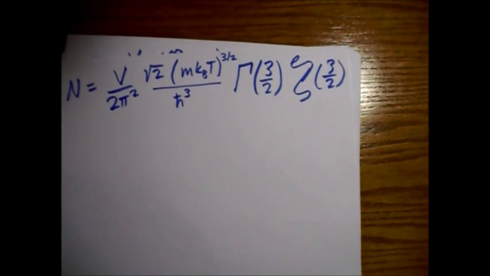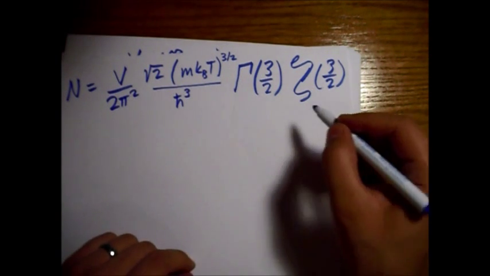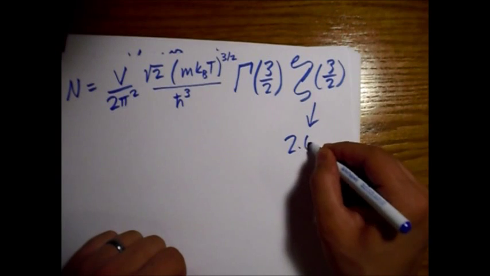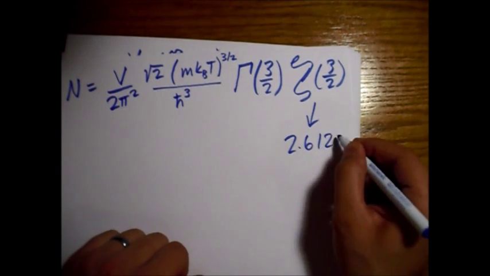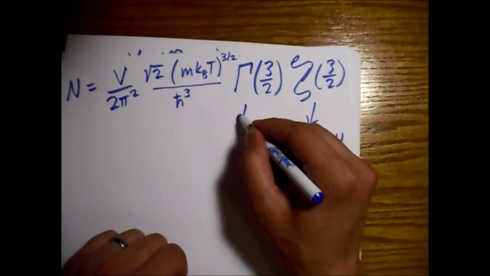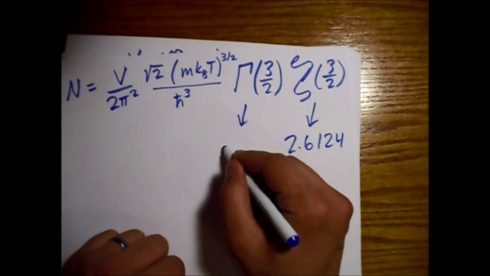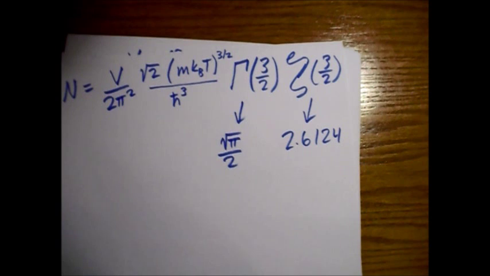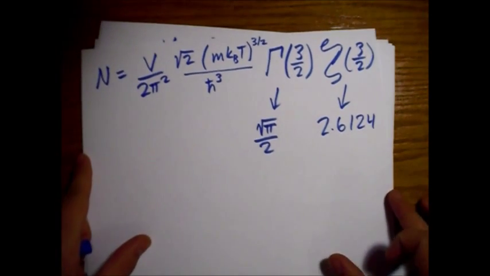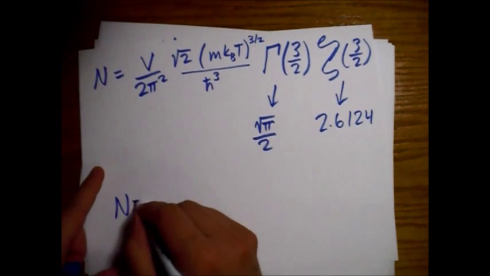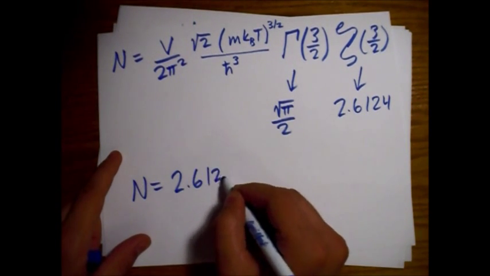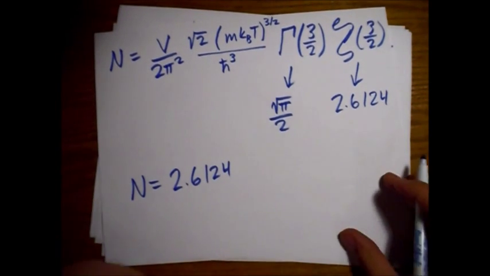Alright, so I went ahead and looked them up. The zeta function, we get about 2.6124. For the Euler gamma function, we get the square root of pi over 2, courtesy of Wolfram Alpha. So we can simplify this. I'm just going to bring the 2.6124 out in the front.